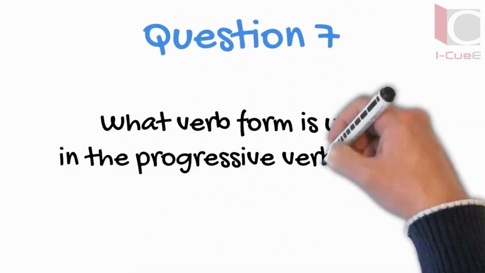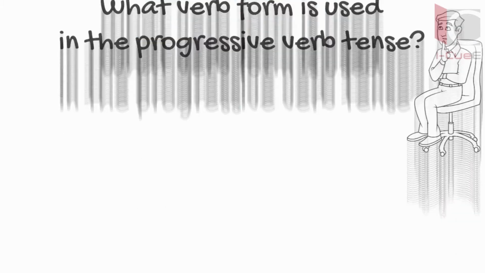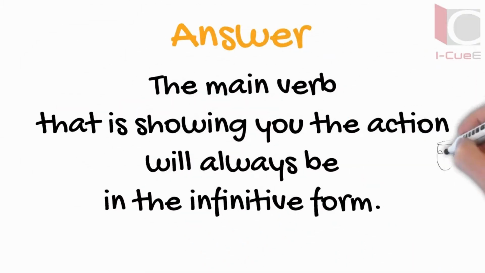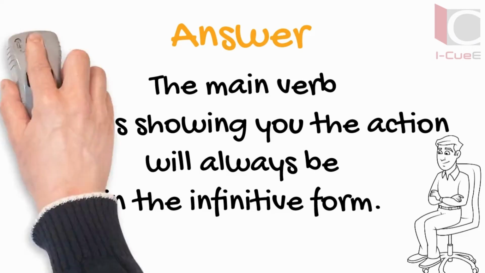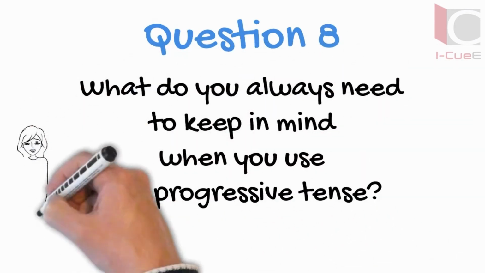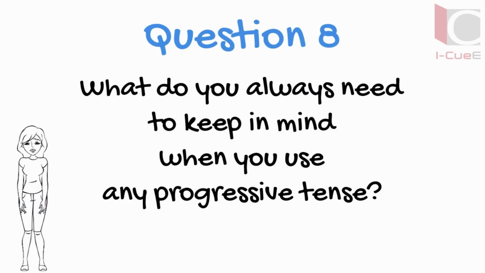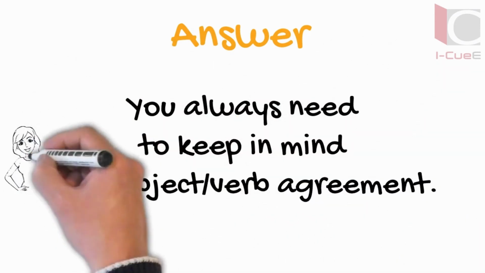What verb form is used in the progressive verb tense? The main verb that is showing you the action will always be in the infinitive form. What do you always need to keep in mind when you use any progressive tense? You always need to keep in mind the subject-verb agreement.